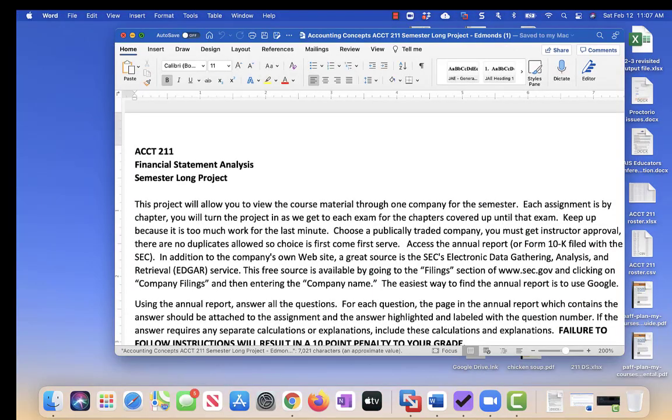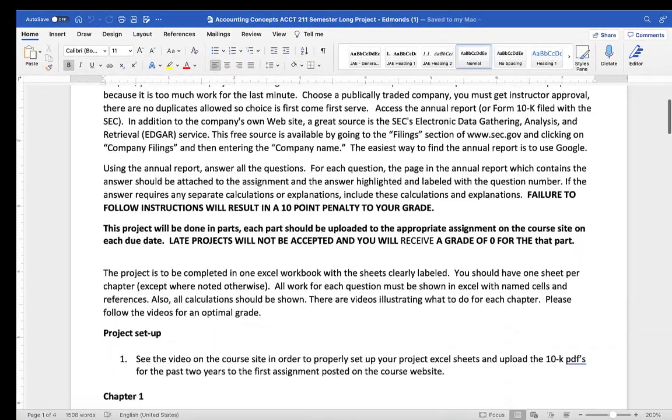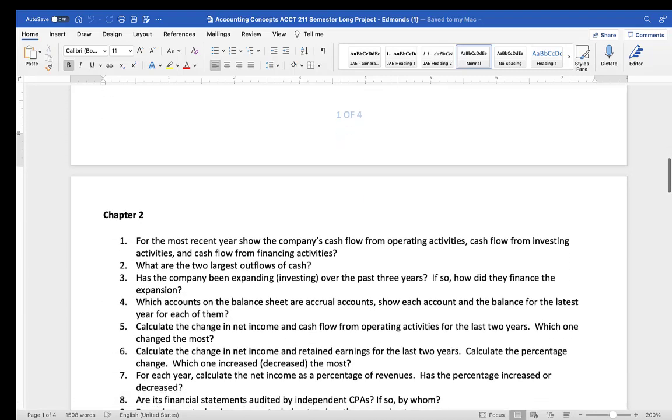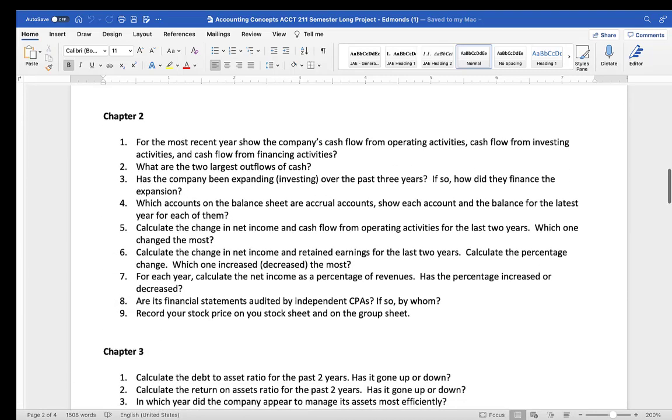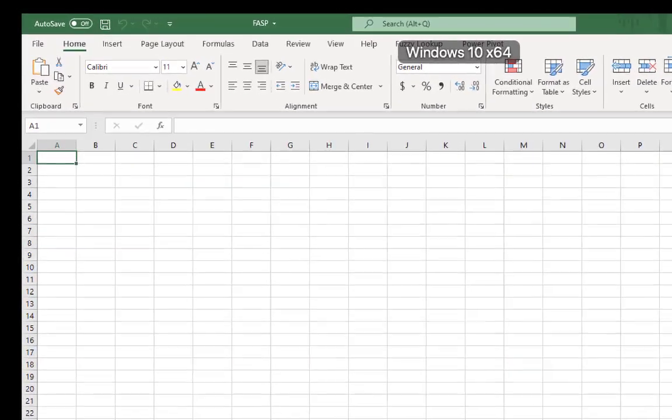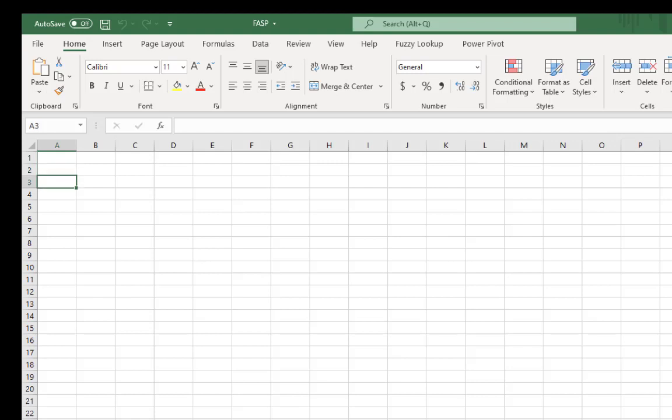So now I have the document open, and I'm going to go down to Chapter 2. So the first question on Chapter 2, I'm going to just copy and paste it. That way I don't have to retype it. Go back to my spreadsheet. I'm going to go down just a couple of rows and paste it.